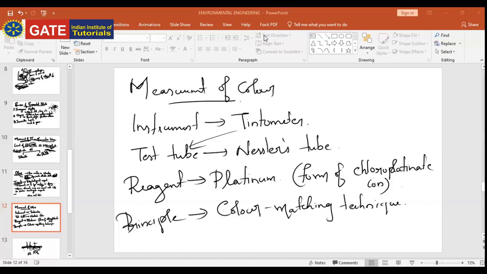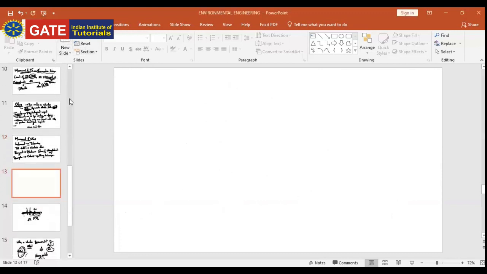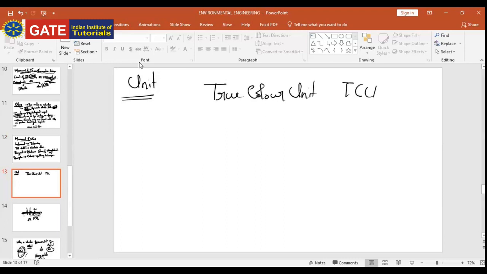This I have to discuss. Yes, one more very important thing I have to discuss: what is the unit of color? How is it measured in units? Actually, we have two different units. The first unit is called the true color unit. We call it TCU. 1 TCU means 1 true color unit.